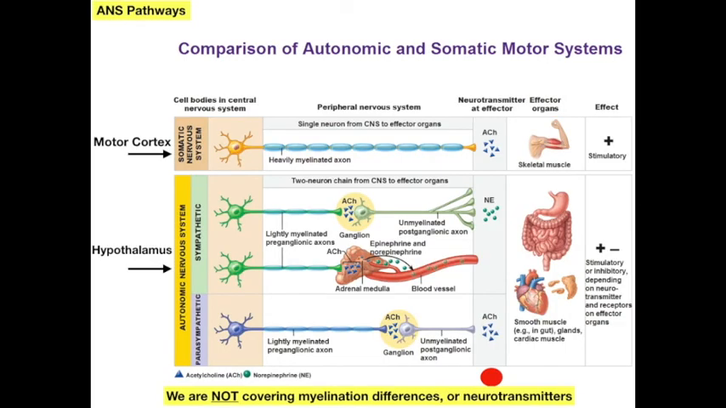So we want to compare those two divisions of the autonomic nervous system, and we want to compare the autonomic system in general to the somatic motor system. And that's all you got to know.